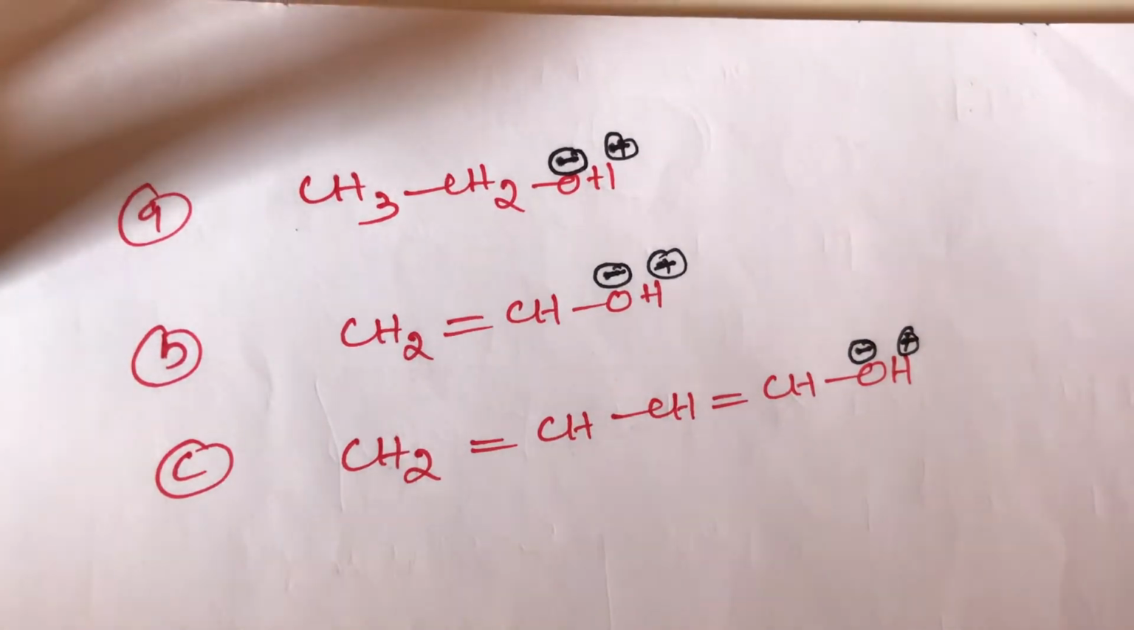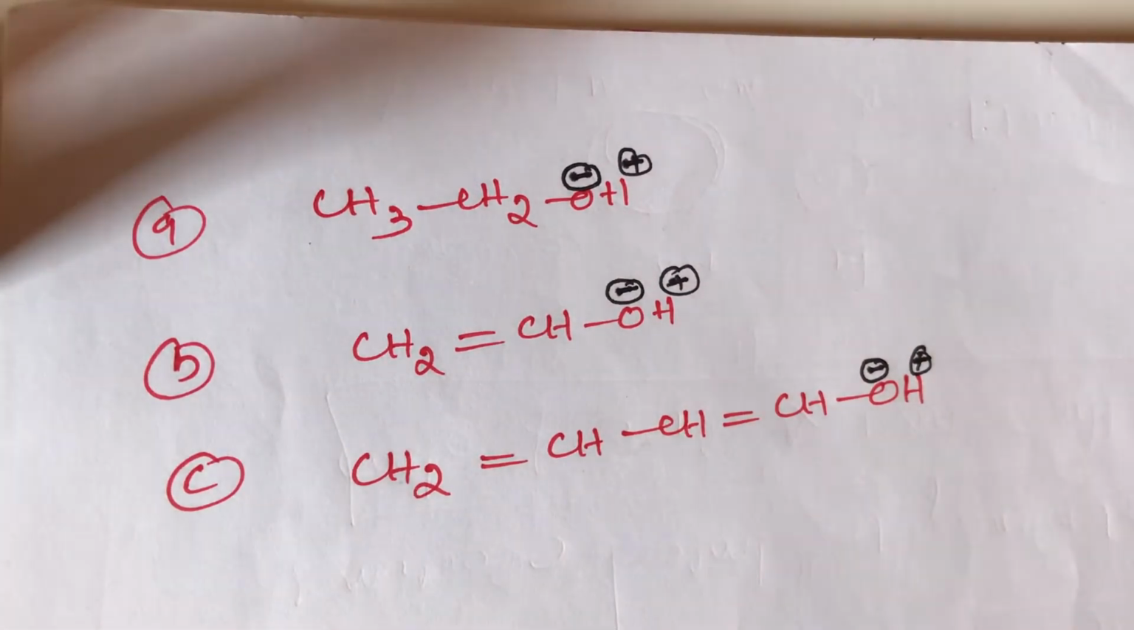Out of these three, which one is more acidic in nature? How do we find out the acidic nature? What does acid mean? A substance which easily donates a proton is called an acid. So out of these three, which one is easily donating a proton? Let's find out, starting with the first one.